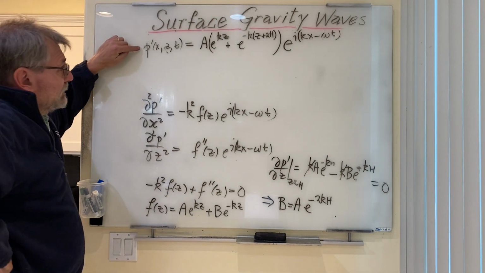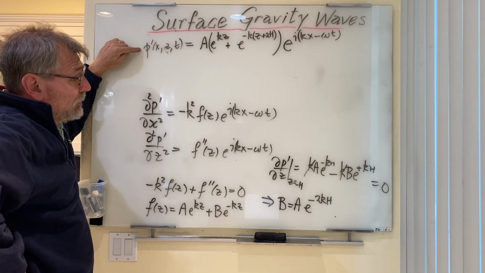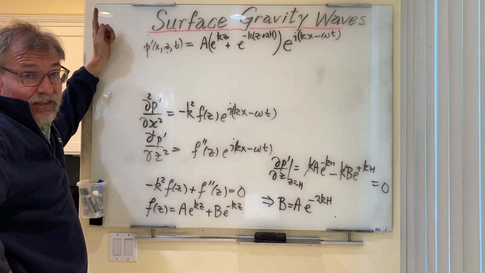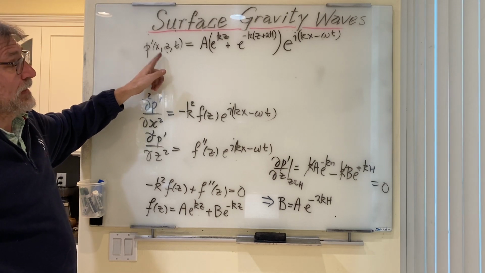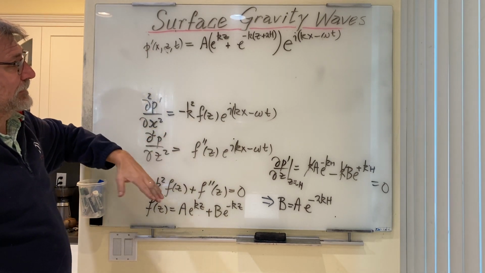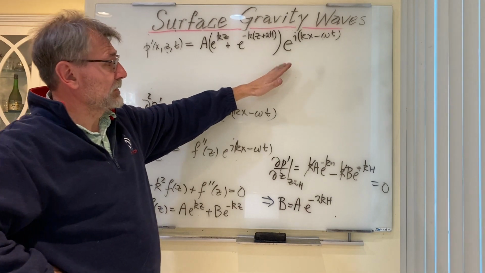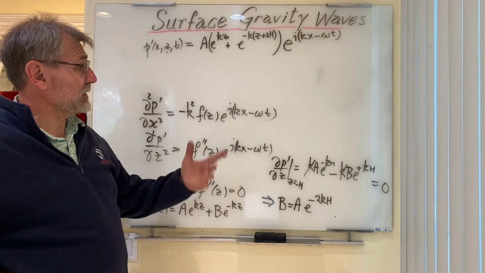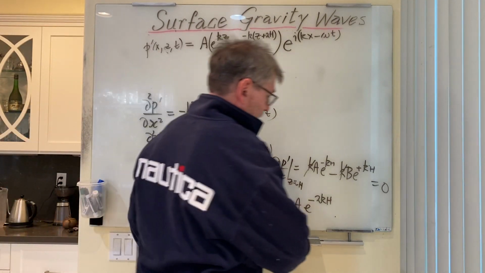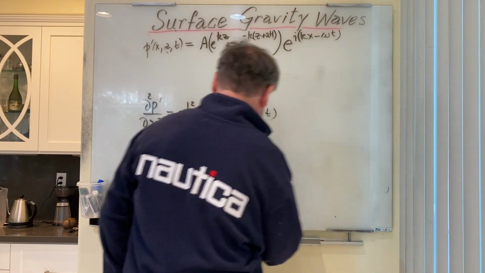Okay, so now I have the dynamic pressure. I need to now apply the surface boundary condition. So what have I done so far? I have satisfied the continuity equation, satisfied the bottom boundary condition. I have a wave solution, but I have not yet applied the surface boundary condition. And so this is where the gravity will become important. So let's apply the surface boundary condition.